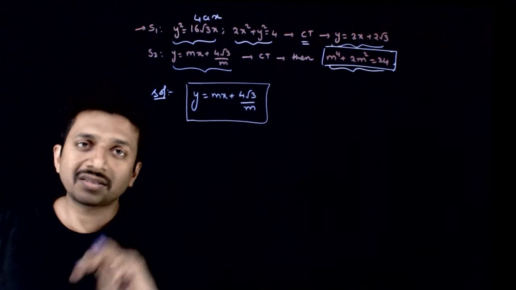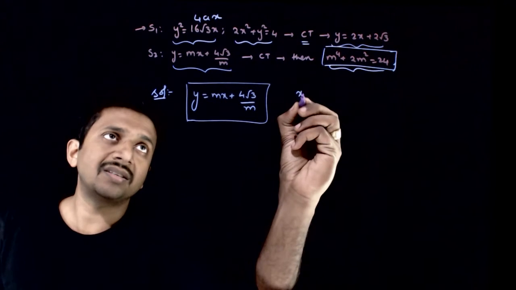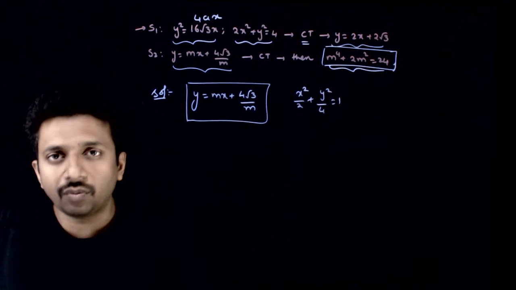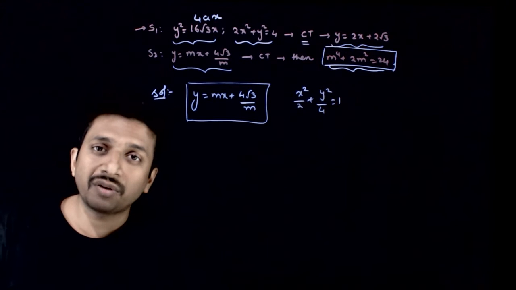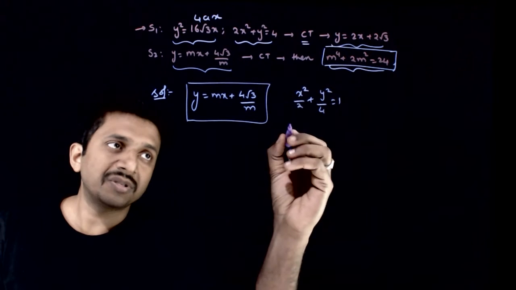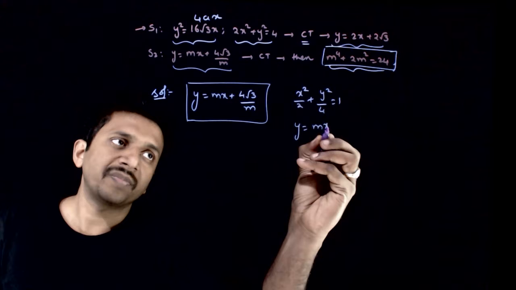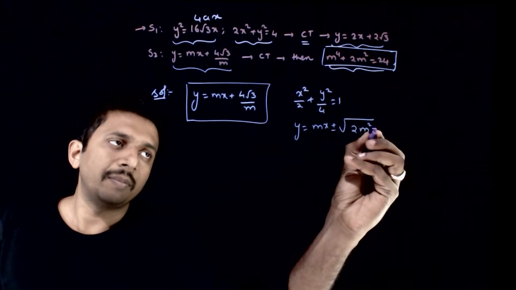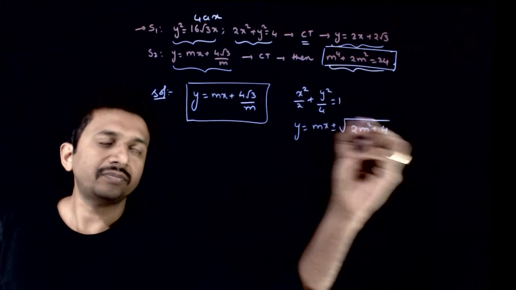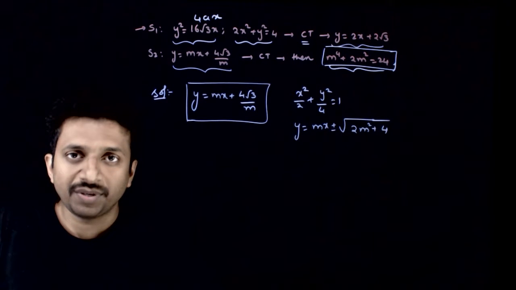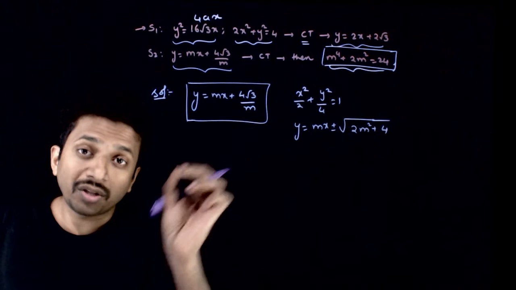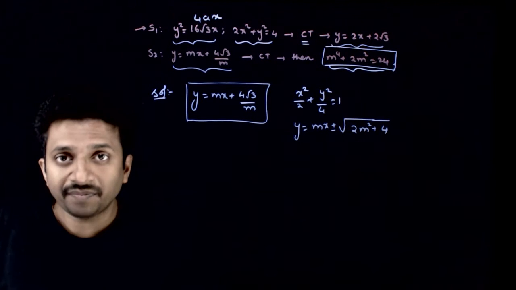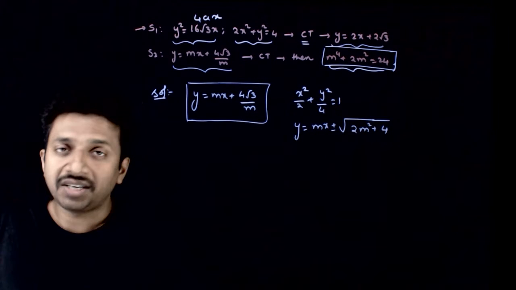Now if you go to this ellipse, this is x square by 2 plus y square by 4 is equal to 1. So what is the general equation of tangent to this ellipse? y is equal to mx plus or minus root of a square m square plus b square. Now if you want the common tangent, these two constants have to be the same. So I'll square the constants and equate them.